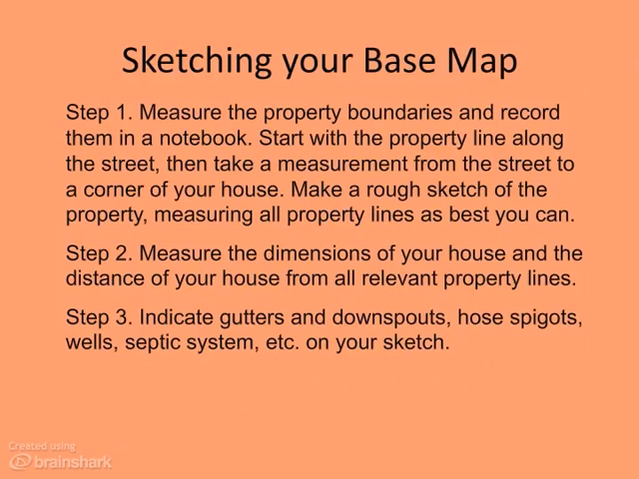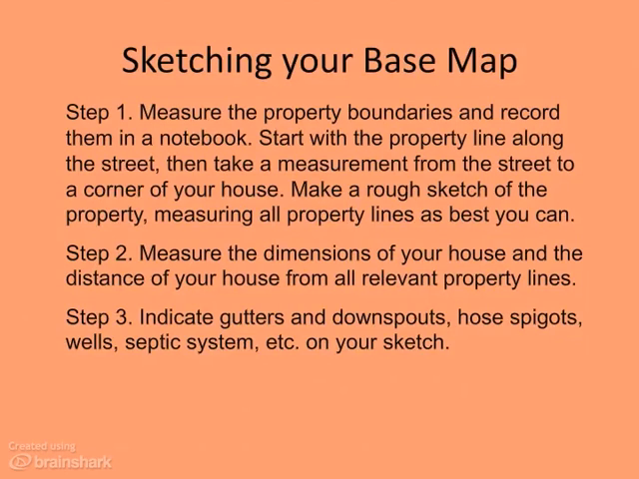Making your own base map can be a very useful exercise and can illuminate site features that you may never have noticed before. Even if you are using an assessor's map, you will need to add major site features to the map. Use the guidelines on this slide to get you started. Step 1. Measure your property boundaries and record them in a notebook. Start with the property line along the street and then measure from the street to a corner of your house. Make a rough sketch of the property, measuring all the property lines as best you can. It's fine to approximate your property lines.